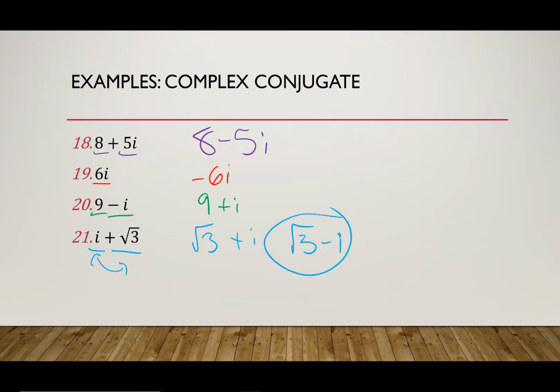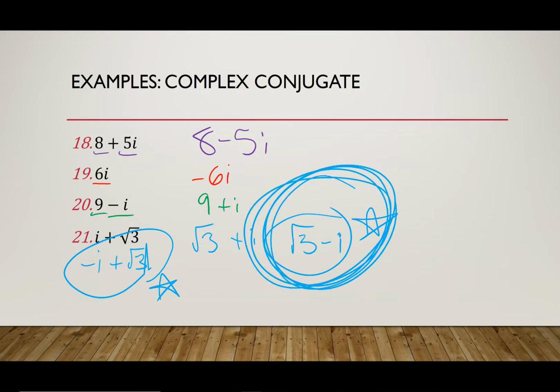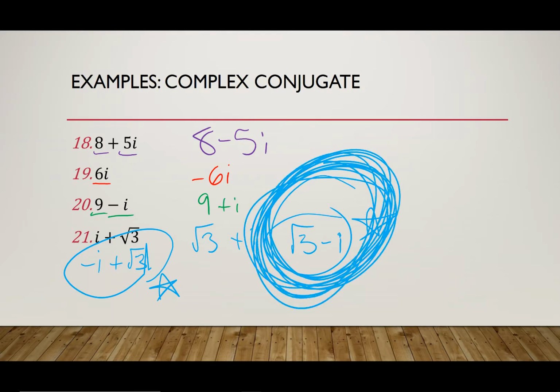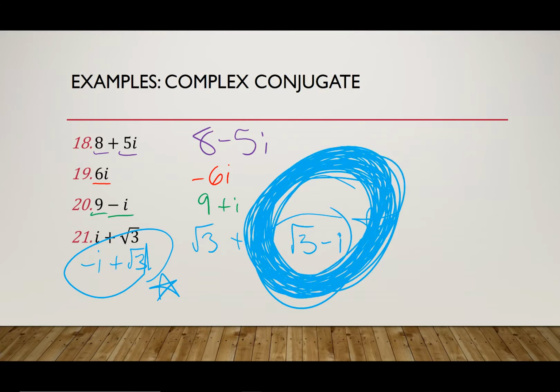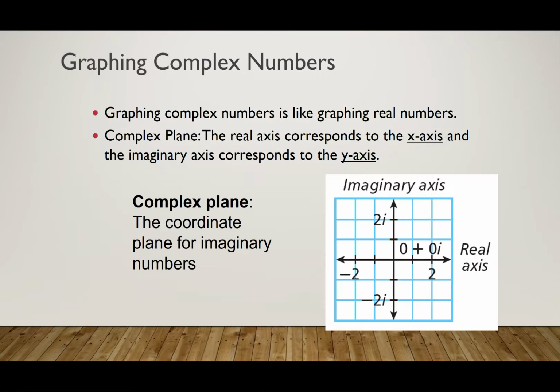You could have just also said, conjugate is just changing this to a negative i, leaving the real part the same. These two answers are the exact same thing. However, the one on the right here is more of your standard practice, kind of the answer you should probably write on your paper anyway, normally. And that's it. Okay, moving on.